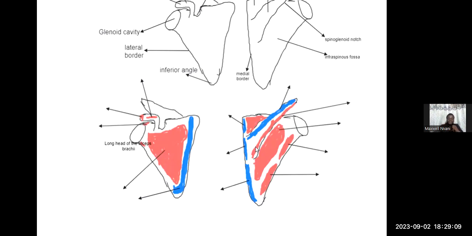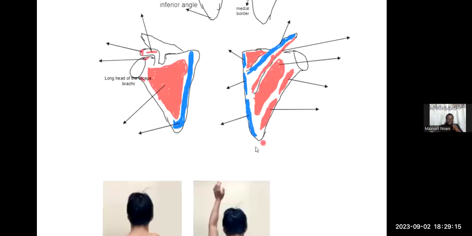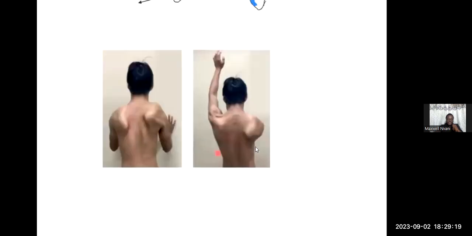So that is winging of the scapula. Look at the diagram right here. You can see this undue prominence right here. So it's as a result of damage to the nerve supplying the serratus anterior muscle. And that nerve is the long thoracic nerve of Bell. All right.